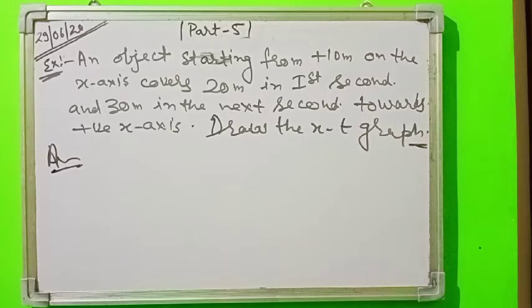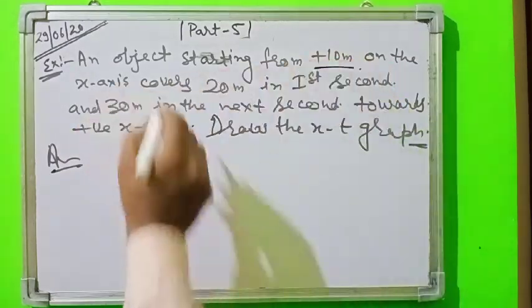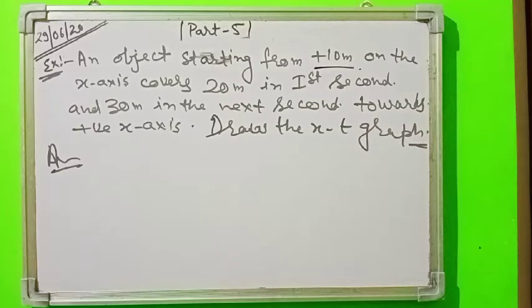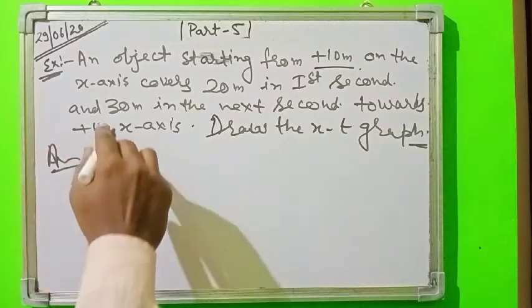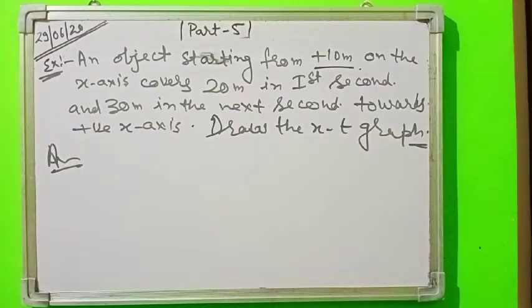Look at the question. An object is starting from plus 10 meter on the x-axis and covers 20 meter in the first second and 30 meter in the next second towards the positive x-axis. Draw the position time graph. Look at the position time graph.